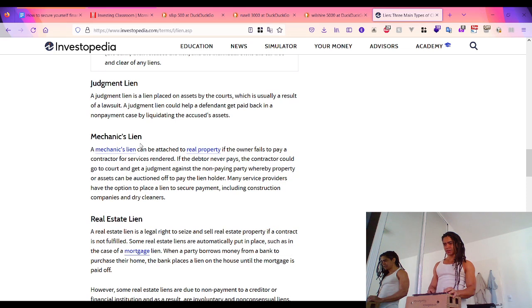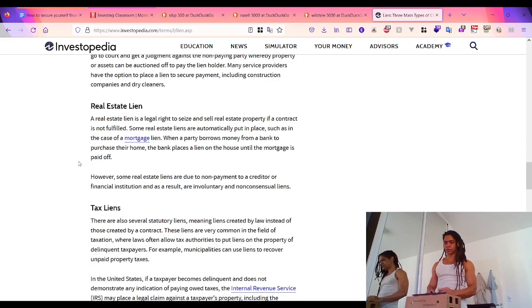But again, a mechanic's lien can be attached to real property if the owner fails to pay a contractor for services rendered. It is funny because in the digital sphere there is no lien. A lot of people can just jump and say, yeah, okay, take care, bye, period, when it comes to terms and terminations, quickly, fast. When it comes to someone else repaying their debt, it's a whole entirely different process.